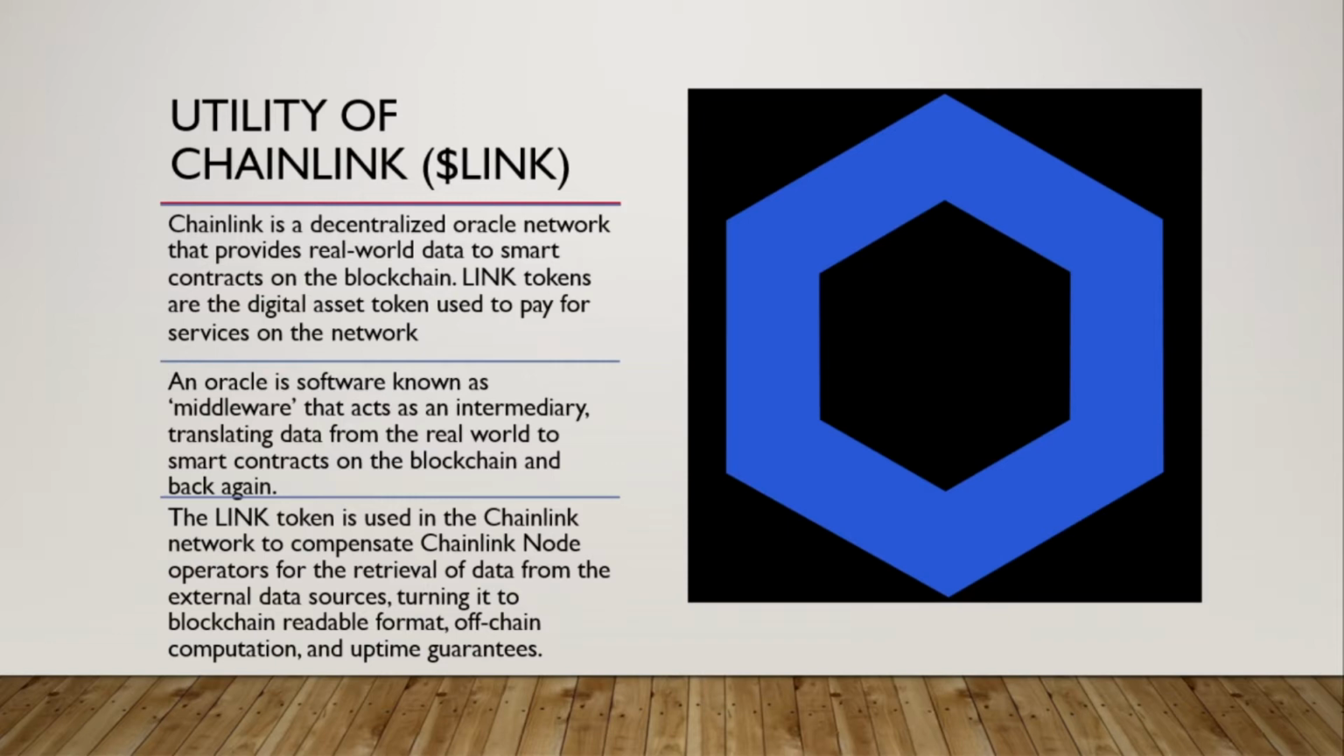An oracle is software known as middleware that acts as an intermediary, translating data from the real world to smart contracts on the blockchain and back again. The link token is used in the CHAINLINK network to compensate CHAINLINK node operators for the retrieval of data from the external data sources, turning it into blockchain-readable, off-chain computation and uptime guarantees. Remember, nodes mean participants on the network.